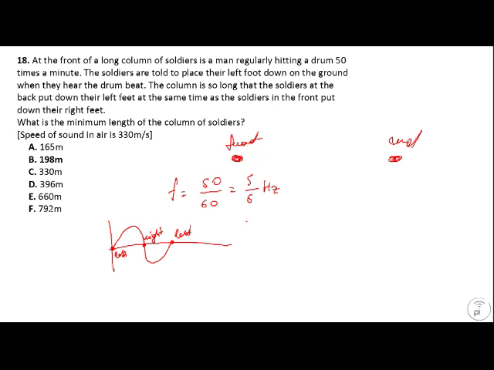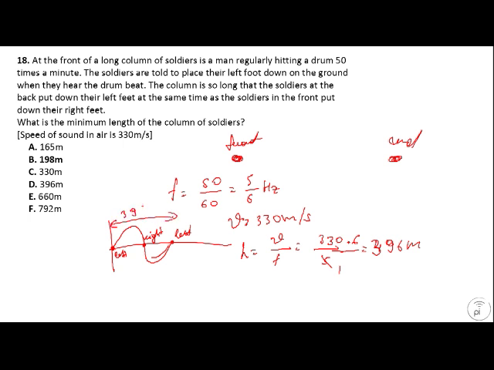у нас здесь 330 метров в секунду velocity, да, а frequency вот так, лямбда тогда будет velocity divided by frequency, it will be 330 деленное на 5 умноженное на 6, это будет 396 метров. Это все, вся вот эта длина от left до left будет 396 метров.